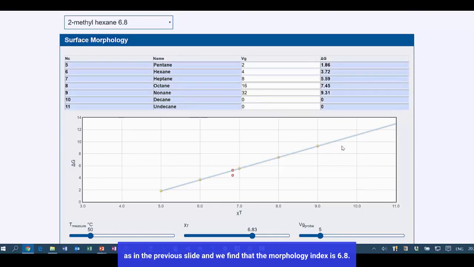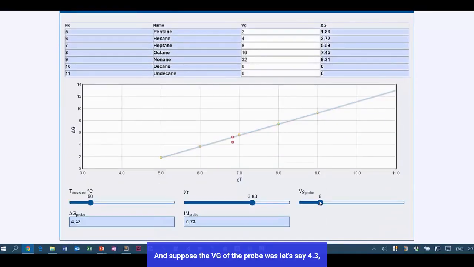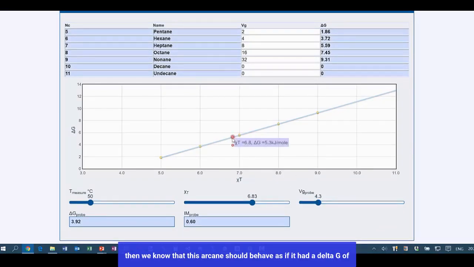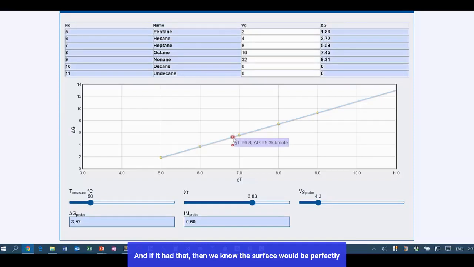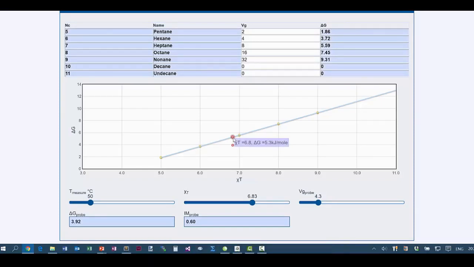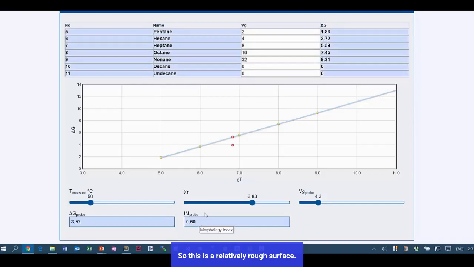and we find that the topology index is 6.8, so we have that here, and suppose the Vg of the probe was, let's say, 4.3. Then we know that this alkane should behave as if it had a delta G of 5.3 because it's a 6.8ane, and if it had that, then we know the surface would be perfectly smooth. We know the delta G of the probe in reality, we know the delta G of what it should be on a smooth surface, and because this is lower, we know that the morphology index is 0.6. So this is a relatively rough surface.